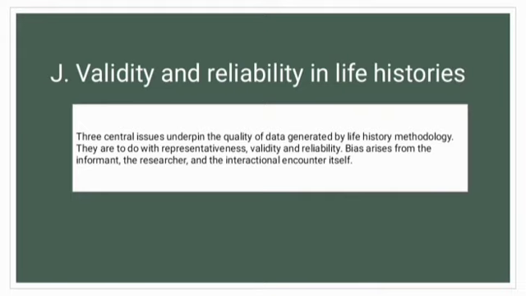Next, validity and reliability in life histories. Three central issues underpin the quality of data generated by life story methodology. They have to do with representativeness, validity, and reliability. Bias arises from the informant, the researcher, and the interactional encounter itself.